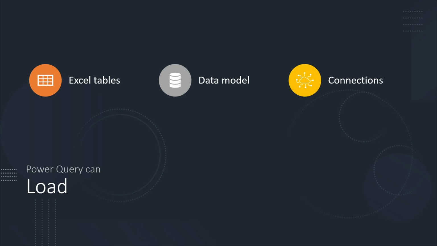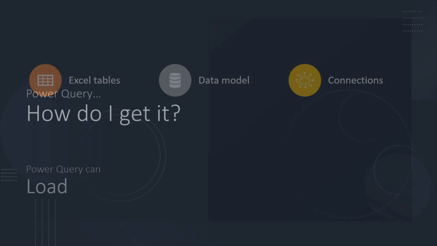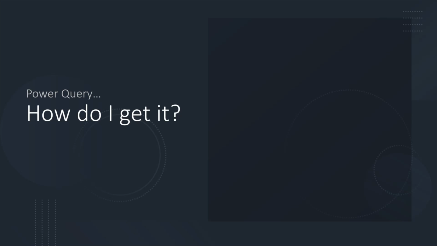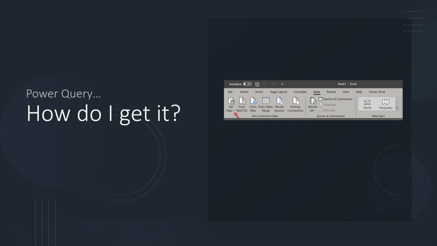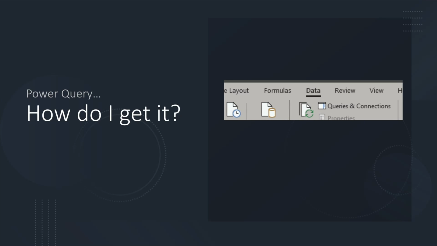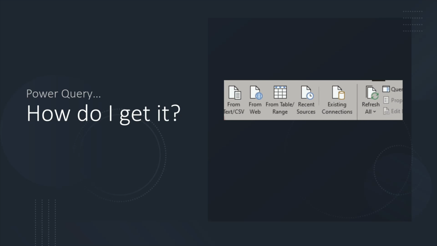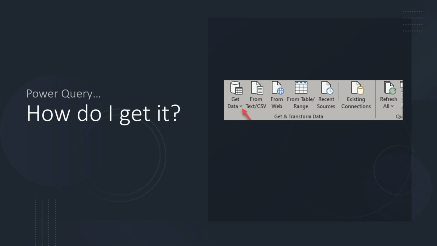Now, you might be wondering at this point, how do I get it? Well, chances are you already have it. If you go into Excel and you go up to the ribbon and click on the Data tab, then scroll over to the left, you'll see the range of things that we're talking about here. Get data is where we will start, and it might be called get and transform data or something similar to that, but that's where we want to be.